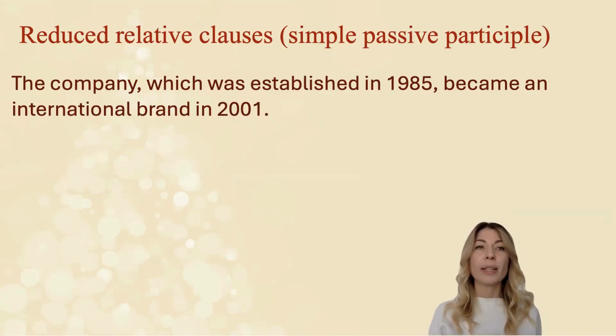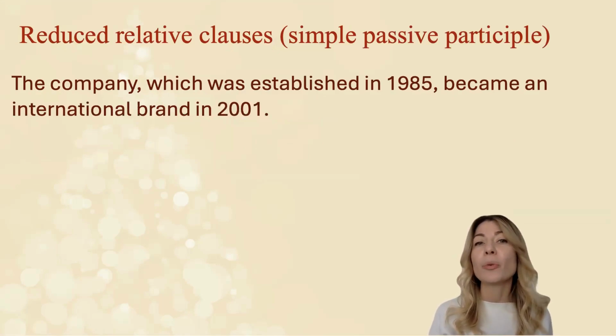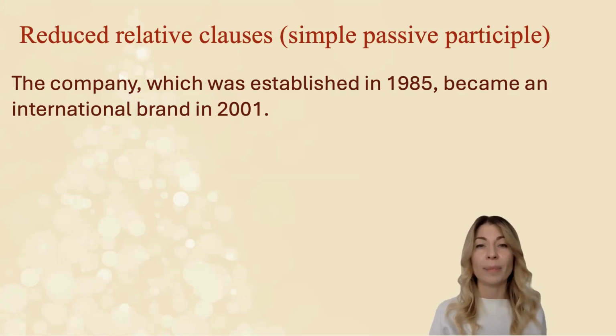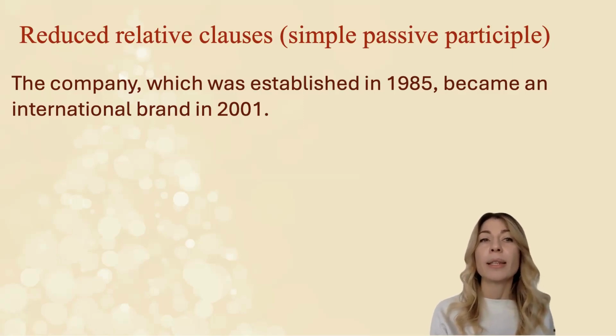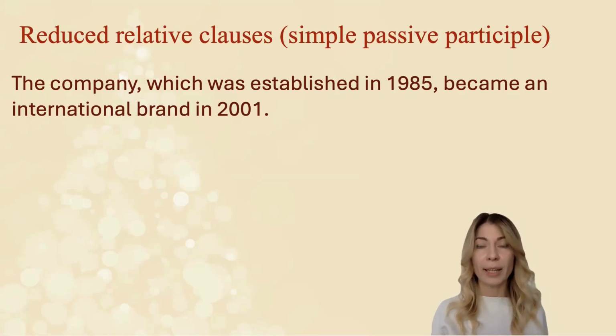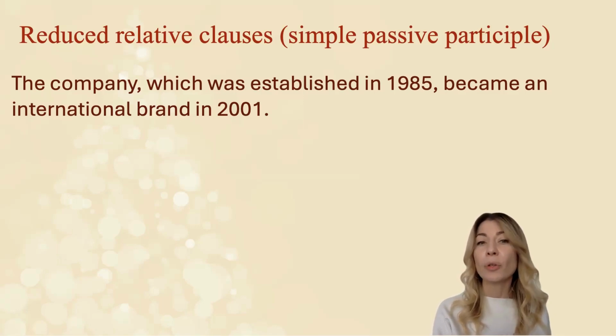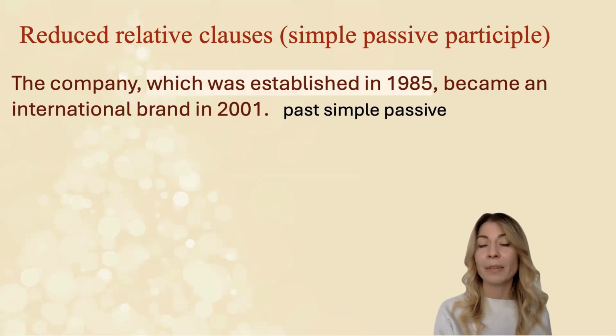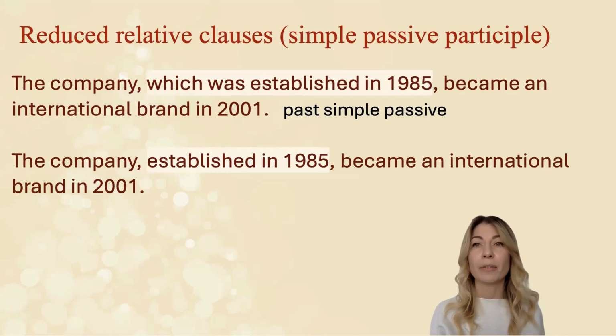Okay, or let's look at this one. The company, which was established in 1985, became an international brand in 2001. Apparently, this is a relative non-defining clause. Remember, non-defining clauses give us extra information. That's why we have commas here. And this is also past simple passive, as you can see. We can use passive participle or past participle in this case.